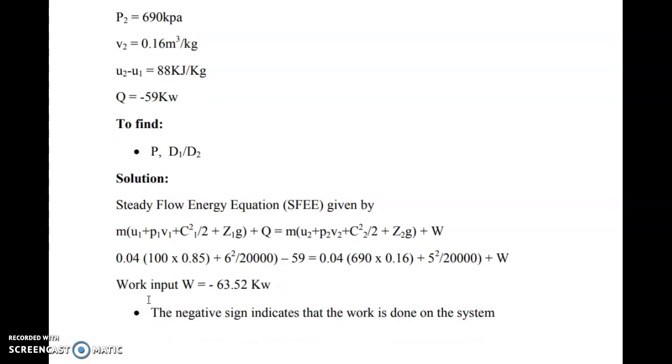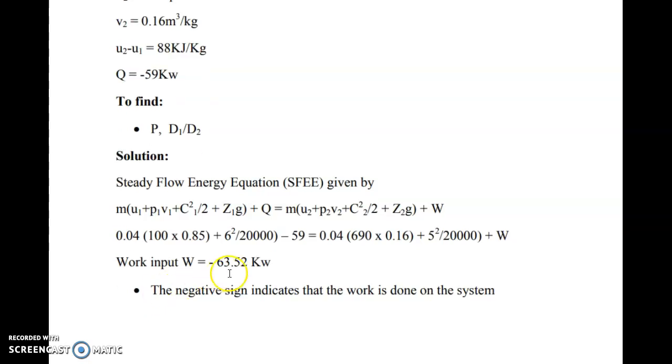So we can use the general steady flow energy equation for finding out the power required to drive the compressor. You know that the general steady flow energy equation says that the sum of energy entering the system is equal to the sum of energy leaving the system. That is a statement of the general steady flow energy equation. The sum of energy may be in any form: internal energy, flow energy, kinetic energy, or datum energy. These are all functions of mass.